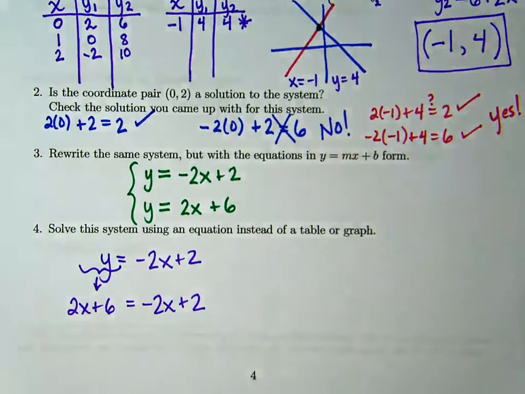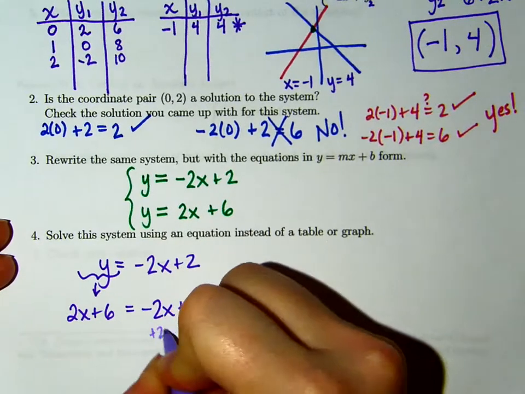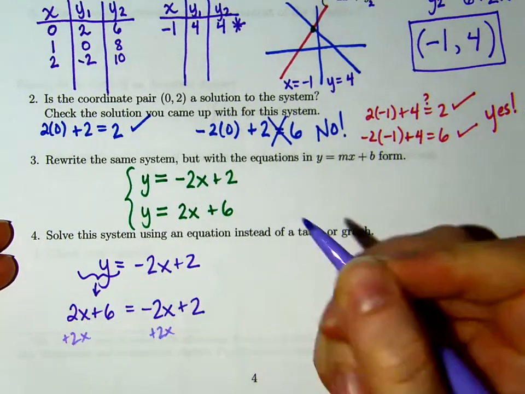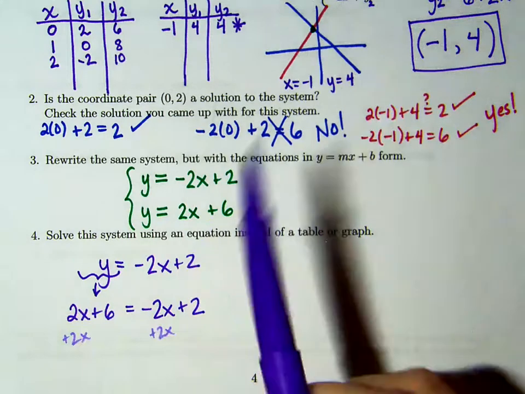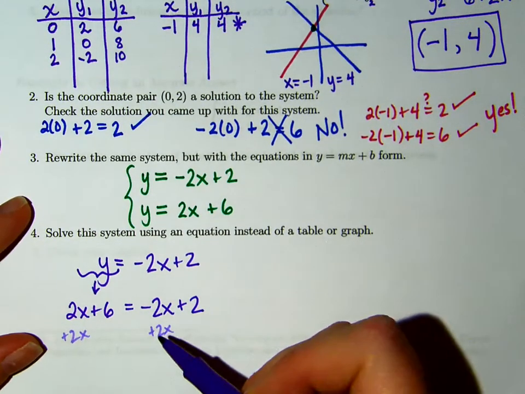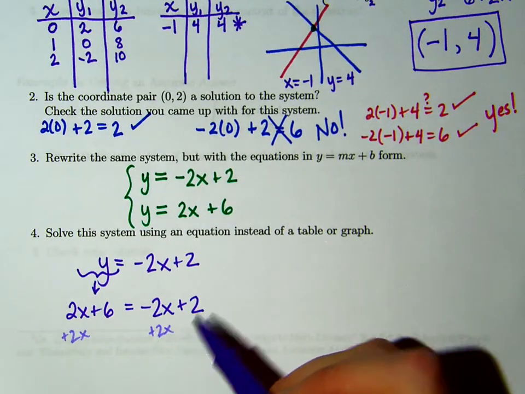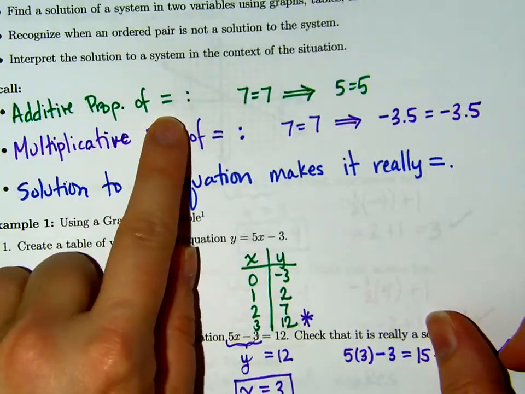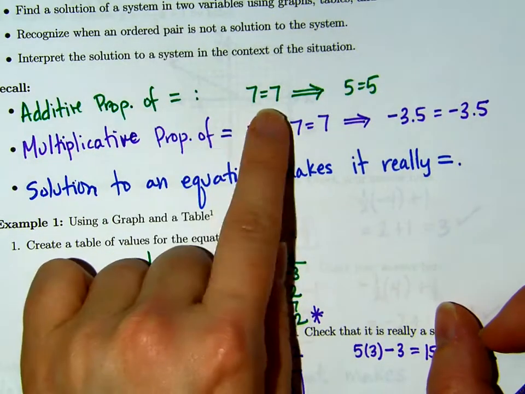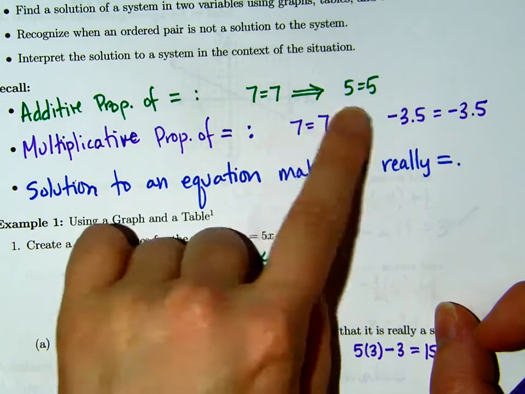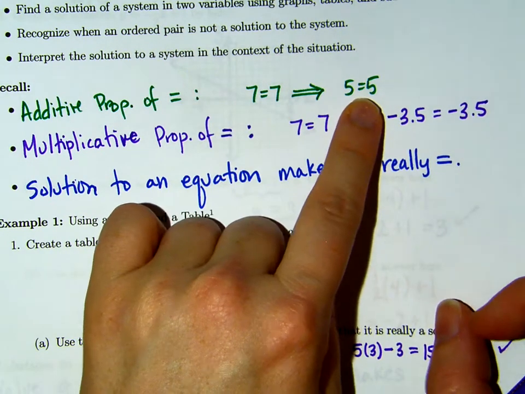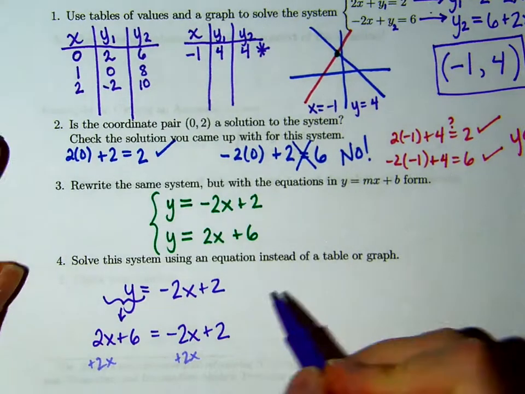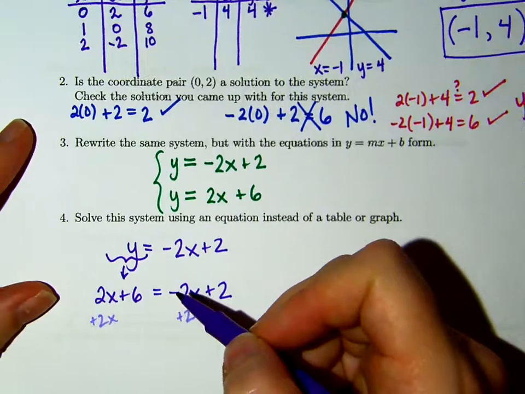Okay, well, I'm going to add 2 x's so that all of my x's are on one side. And remember the additive property of equality means if you start with equals and you add or subtract the same amount, you still have equals. So I'm going to add 2 x's to both sides.